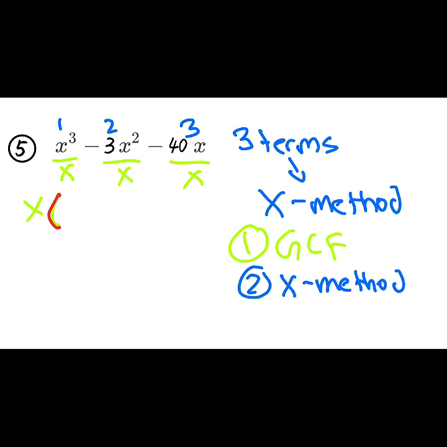And then from here, x cubed divided by x is x squared. Negative 3x squared divided by x is negative 3x. Negative 40x divided by x is just negative 40.